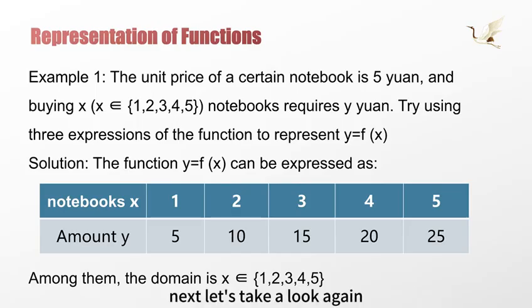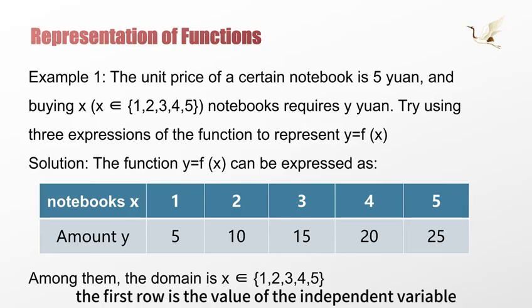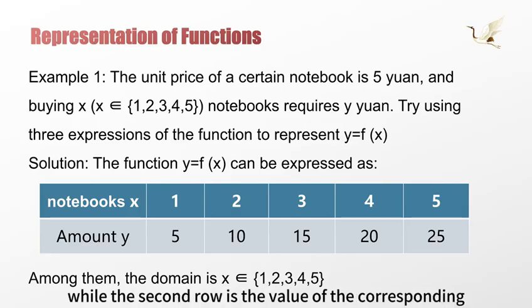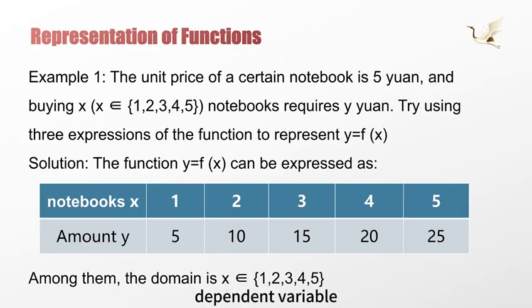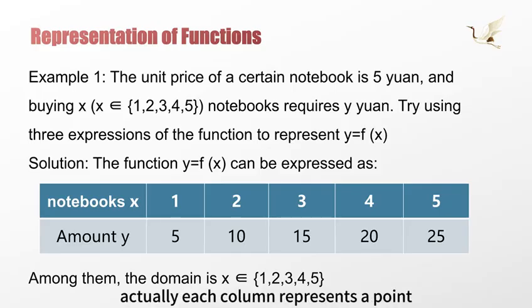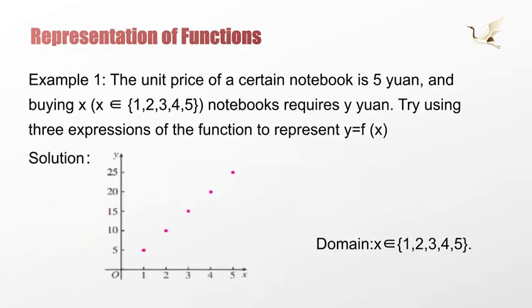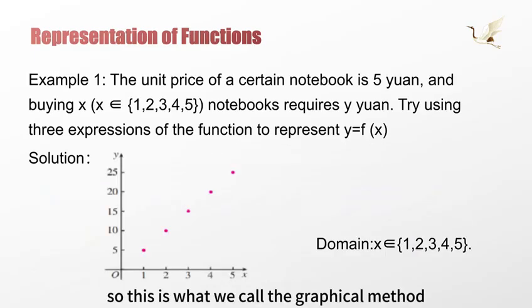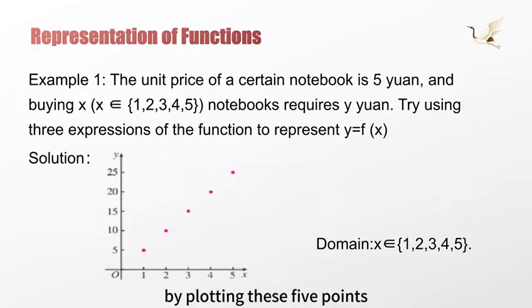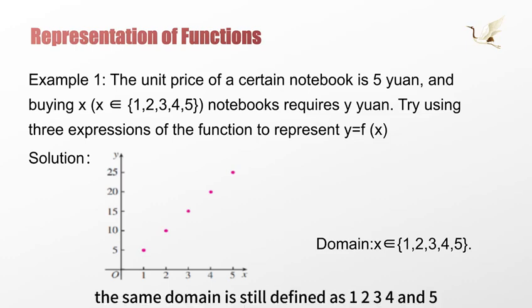Next, let's take a look again. According to the definition of the table, the first row is the value of the independent variable, while the second row is the value of the corresponding dependent variable. What does each column represent? Actually, each column represents a point in the Cartesian coordinate system. So this is what we call the graphical method. By plotting these 5 points in a Cartesian coordinate system, we obtain its graph representation. The domain is still 1, 2, 3, 4, and 5.